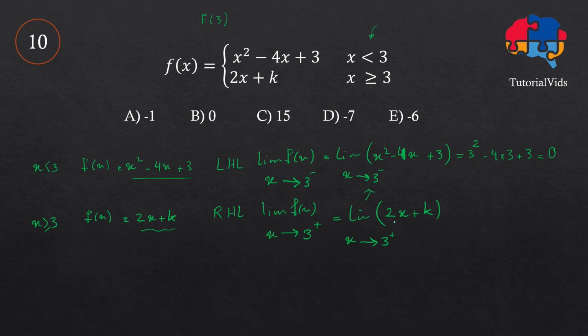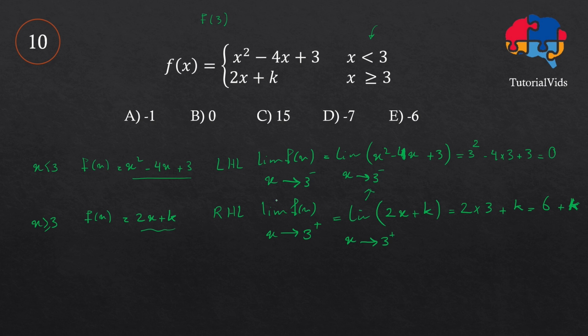So to calculate this limit, we can simply replace x by 3 because x is very, very close to 3. If I do that, then this limit equals 2 times 3 plus k. That equals 6 plus k.